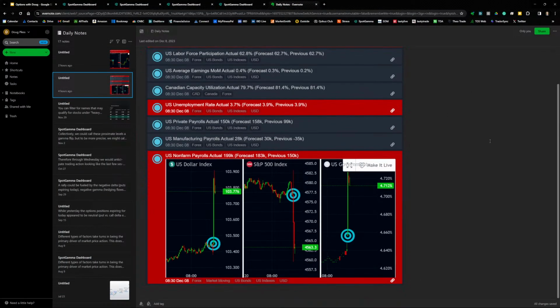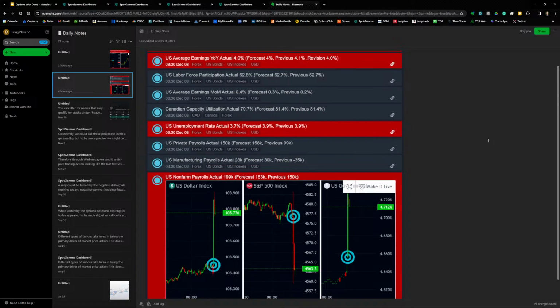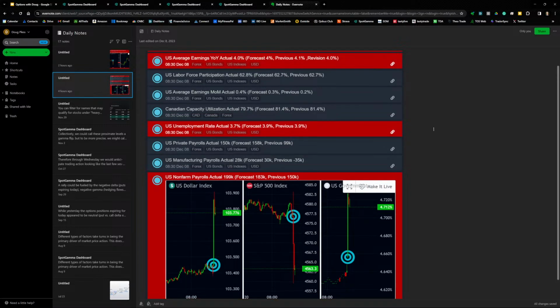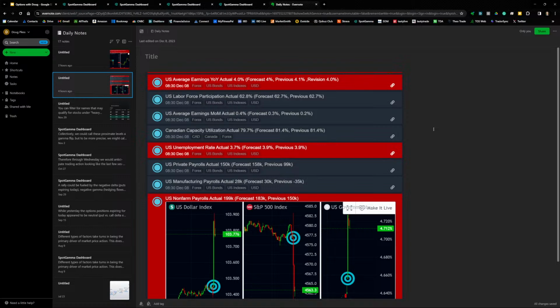So this is the data release at 8:30 a.m. Eastern Time, the jobs report, and it came in better than expected. That was 199,000 versus the forecast and previous, both lower. So good news there for the economy. Also the unemployment rate, less than forecast and less than previous. And then finally, earnings year over year in line. We'll take a look at the reaction again in just a moment.